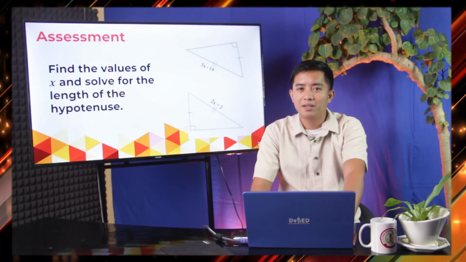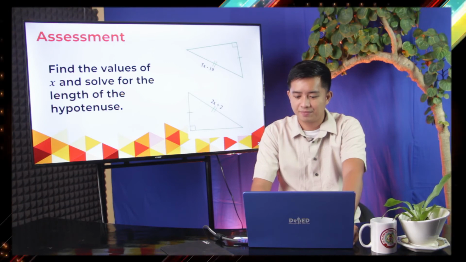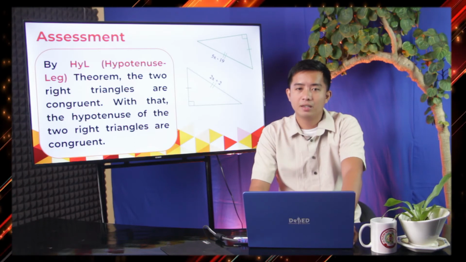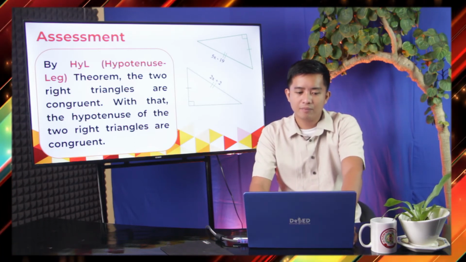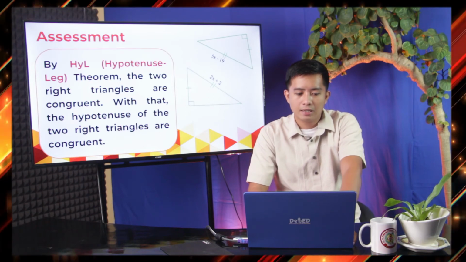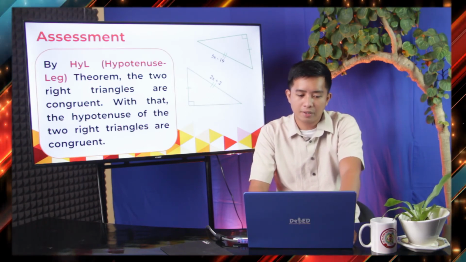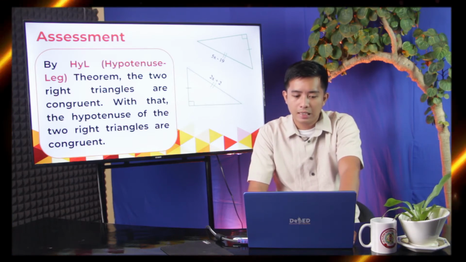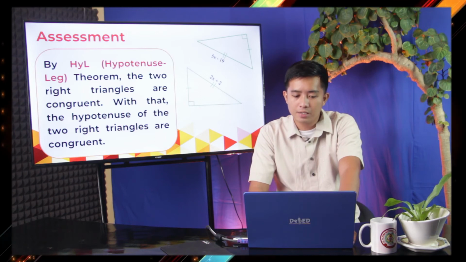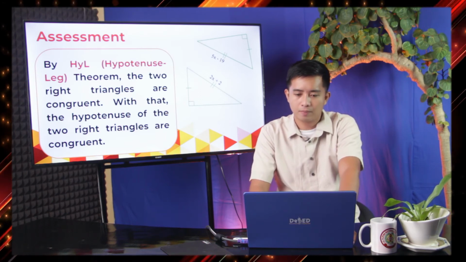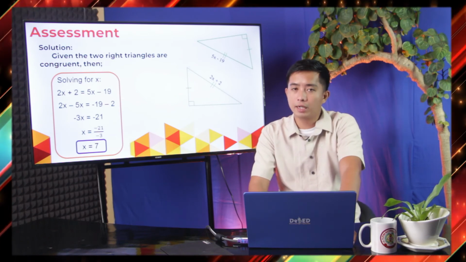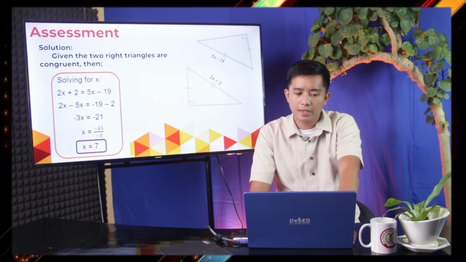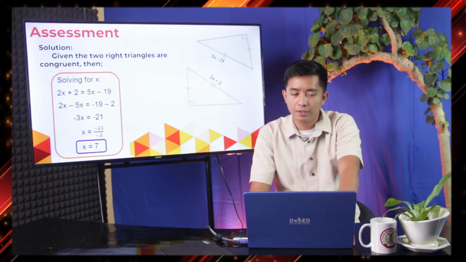Alright, time is up. Let us check your answers. Based on the figure, we can conclude that it is the HL theorem, or the hypotenuse-leg theorem. The two right triangles are congruent. With that, the hypotenuses of the two right triangles are also congruent. Given that the two triangles are congruent, in solving for x, 2x plus 2 is equal to 5x minus 19.